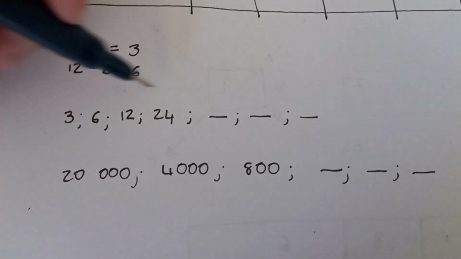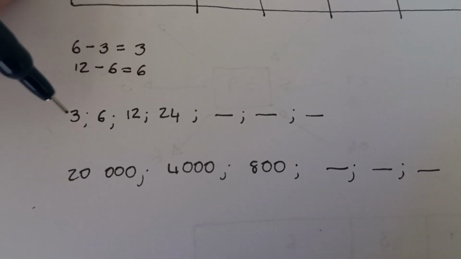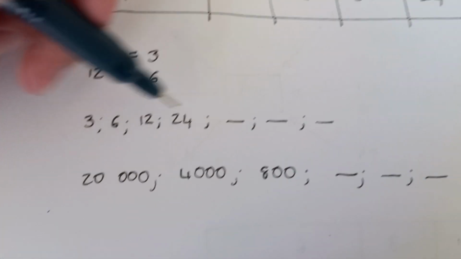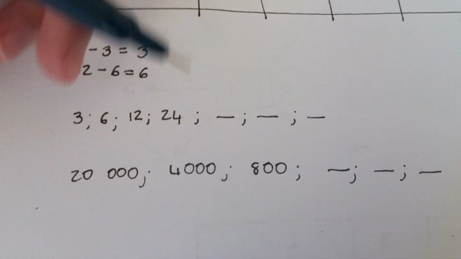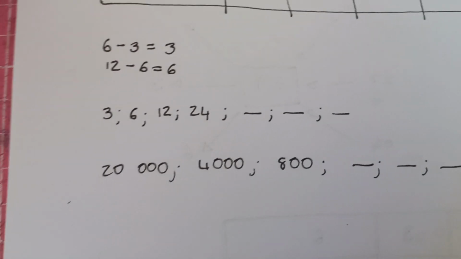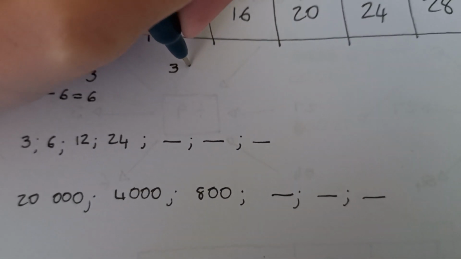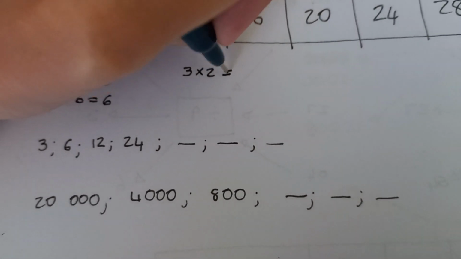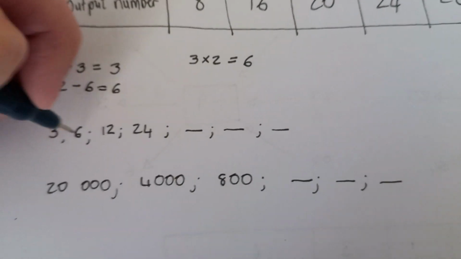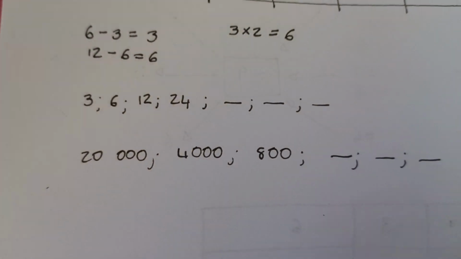So now we have to look here at our number pattern. We're going to go, okay, it's definitely getting bigger. 3, 6, 12, 24, it's definitely getting bigger. So now we're going to try it by multiplying. So we're going to say 3 multiplied by 2 will give us 6. Okay, that makes sense. Maybe we're timesing by 2 or multiplying by 2.